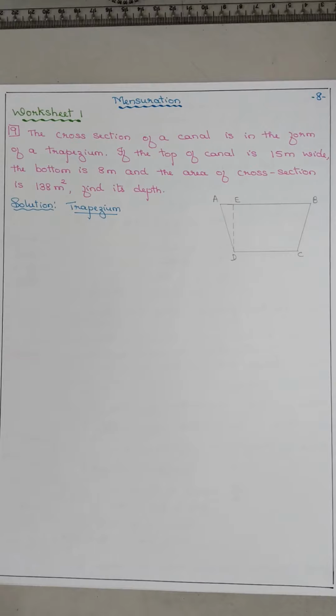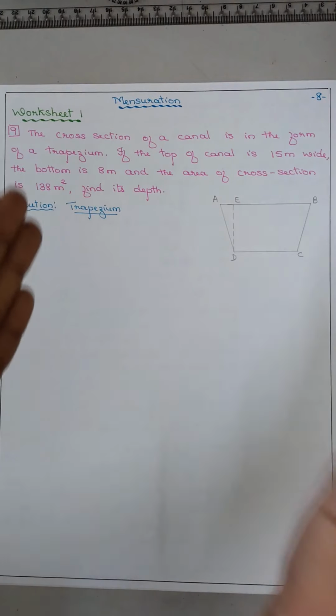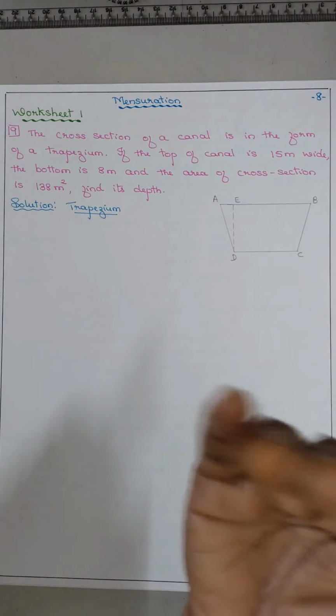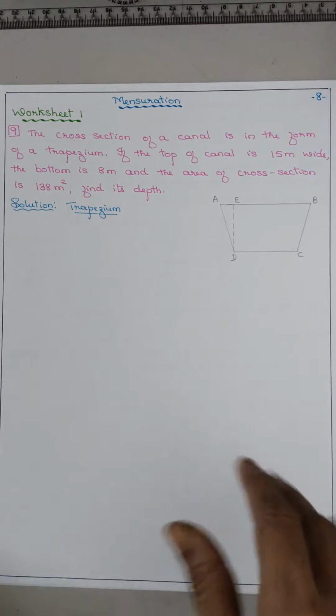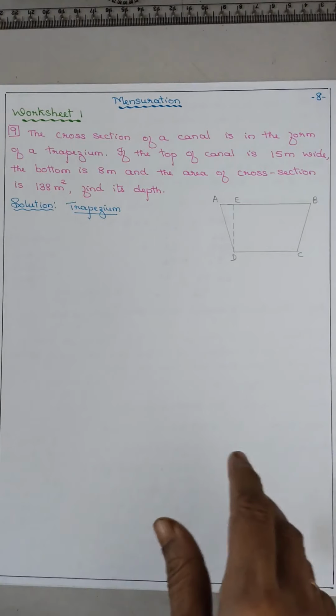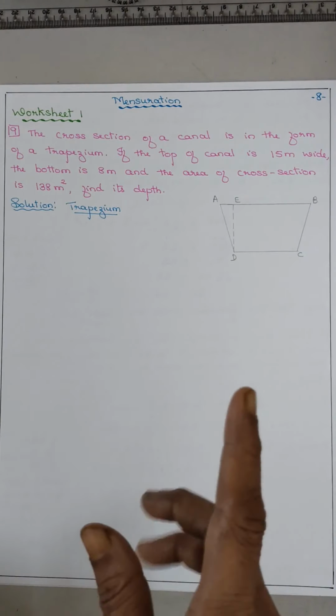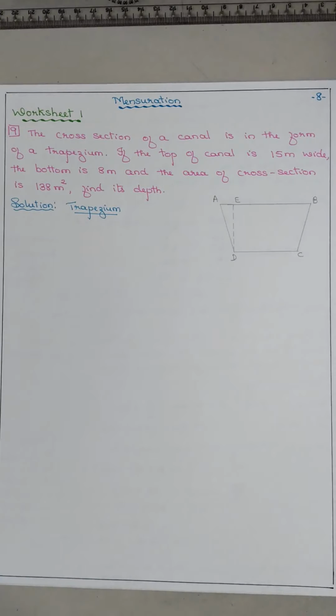Now coming to the 9th sum, the cross section of a canal is in the form of a trapezium. जहाँ पानी जाता है वैसा वाला कैनाल का क्रॉस सेक्शन, मतलब ऐसे पानी जाता है तो this way, that is called a cross section. It is in the shape of a trapezium. Usually circular रहता है, but this is a trapezium.